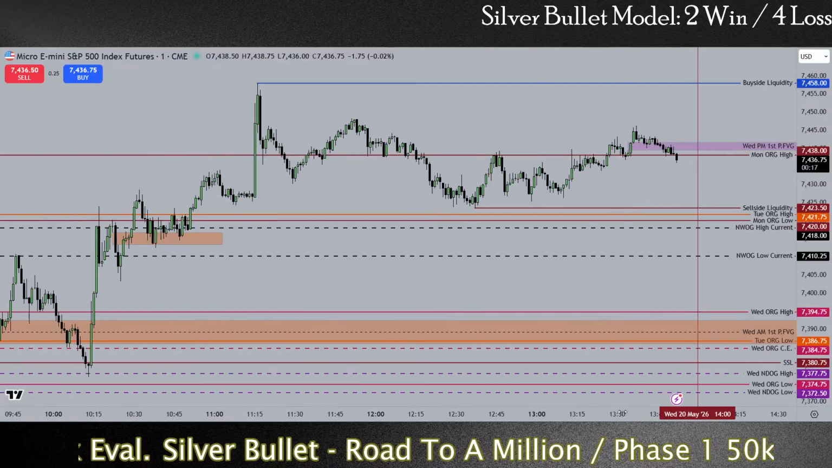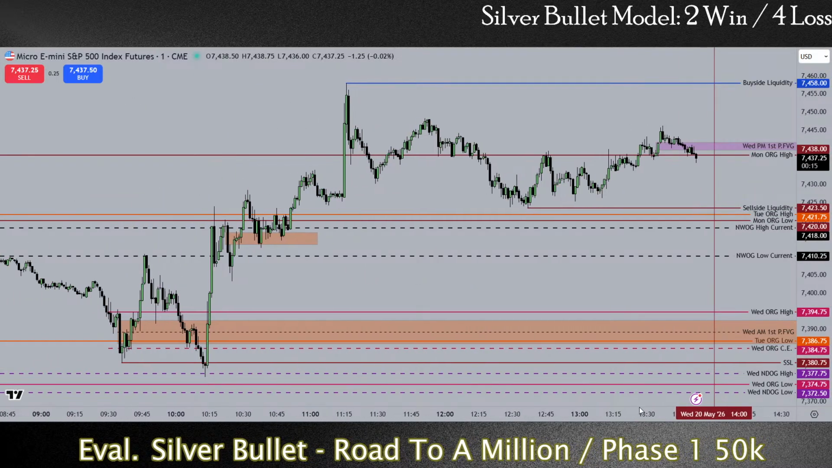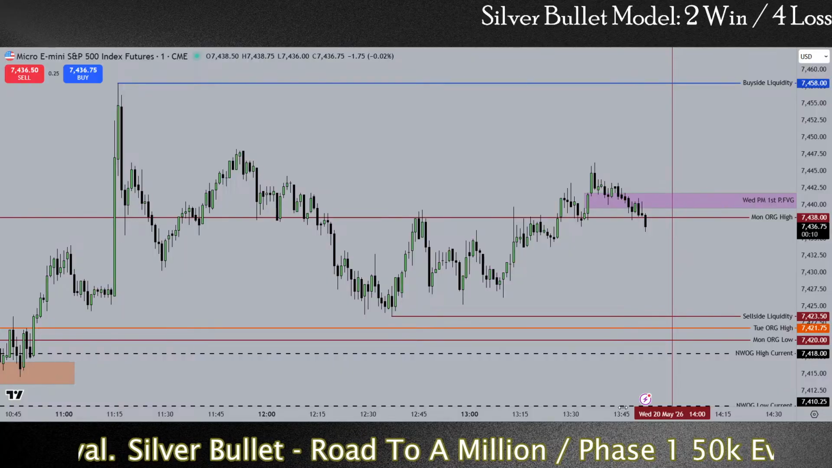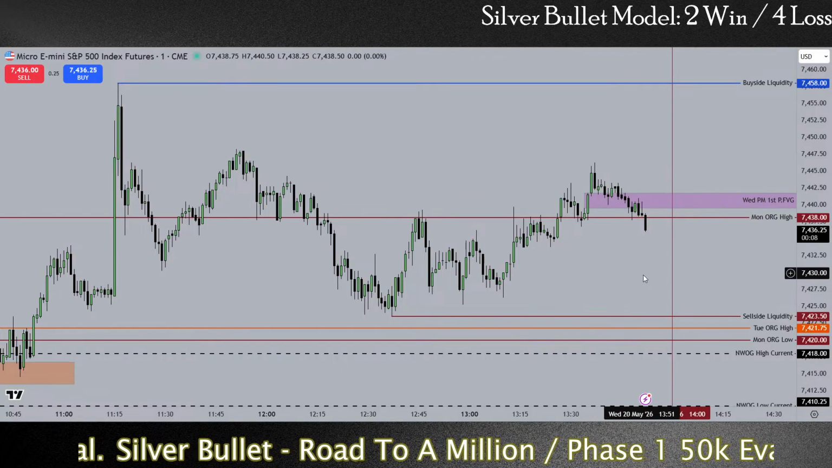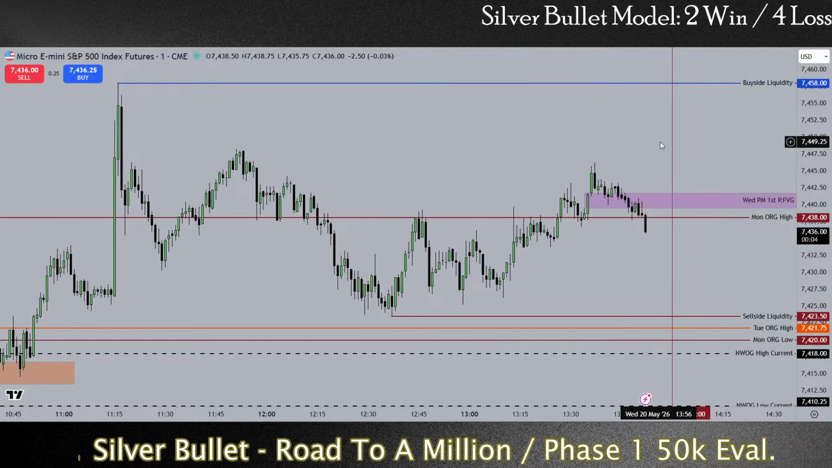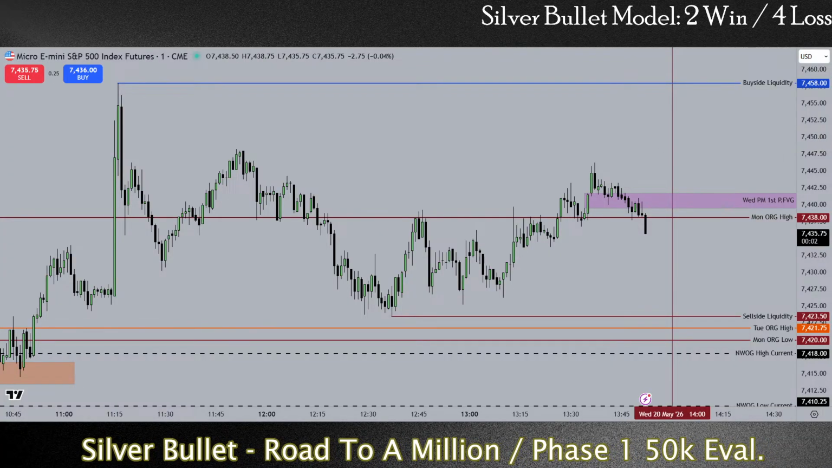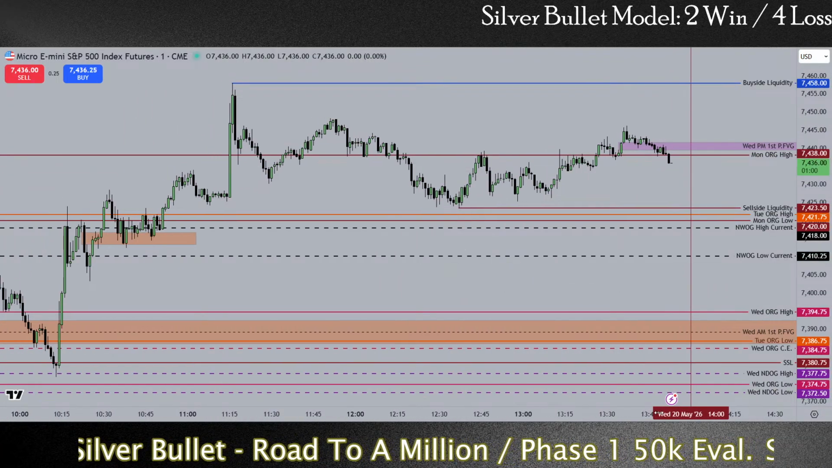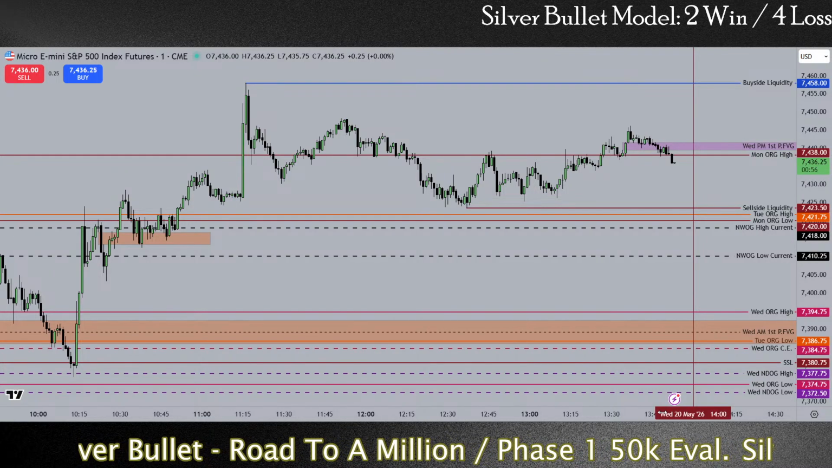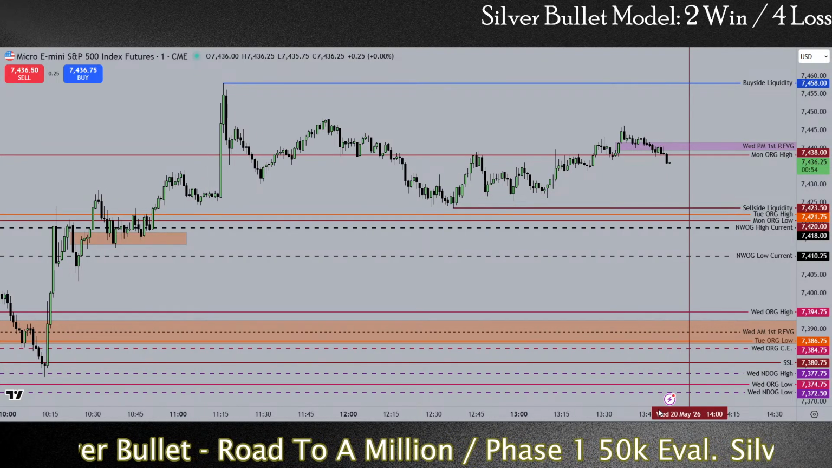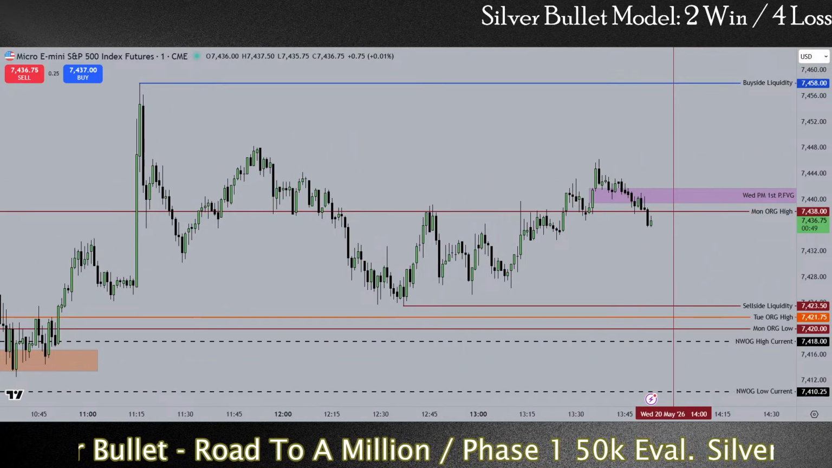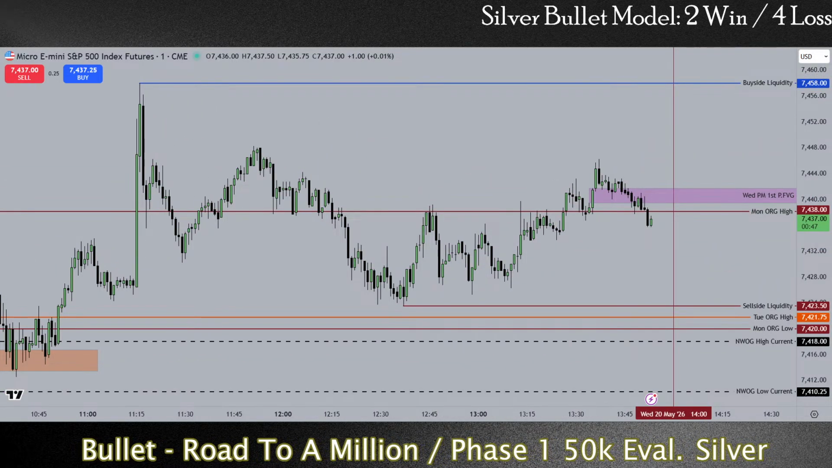So let's see. I'm not convinced that it should go lower from here. I don't think that's the case. I think continuation higher is more probable, but the question is if and how we will set up a potential setup there.